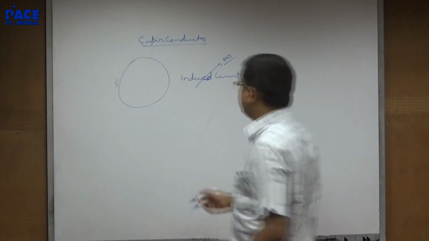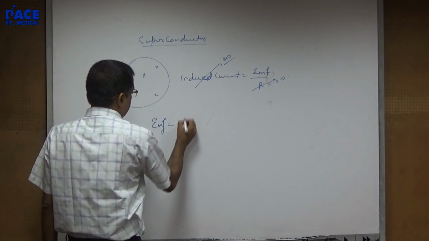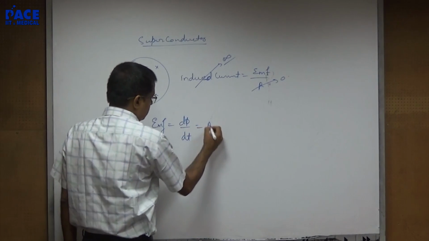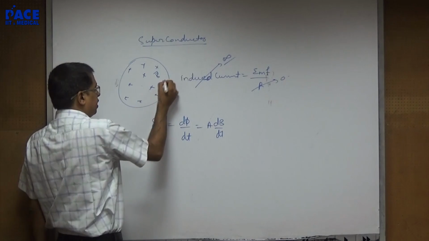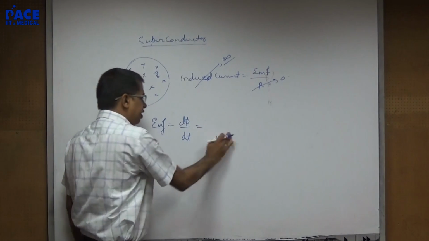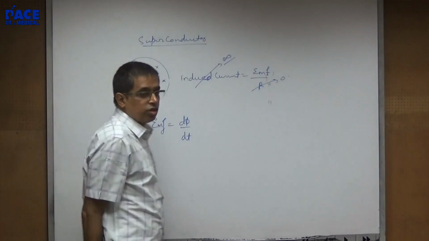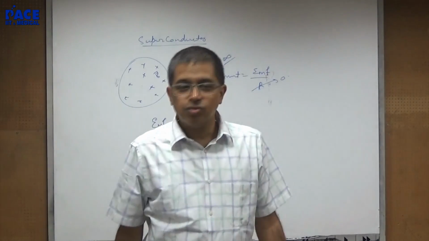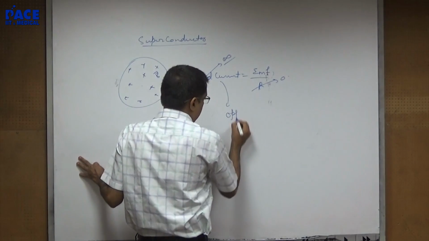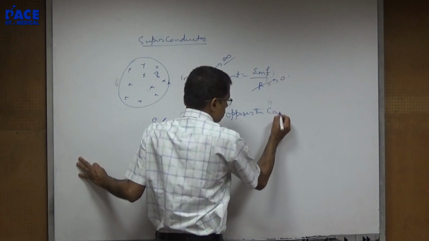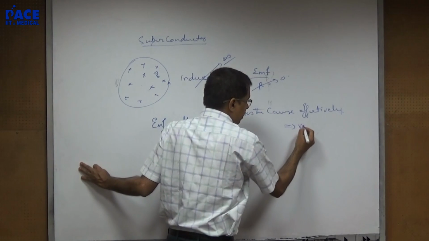For a definite change, if there is a magnetic field, EMF will be d phi by dt. This will be A into dB by dt. If the magnetic field is changing at some particular rate, or anything can be changing, this is finite, EMF is finite, R is zero, so induced current will be sufficiently high, so sufficiently high that it will oppose the cause. Induced current opposes the cause effectively, or very efficiently.